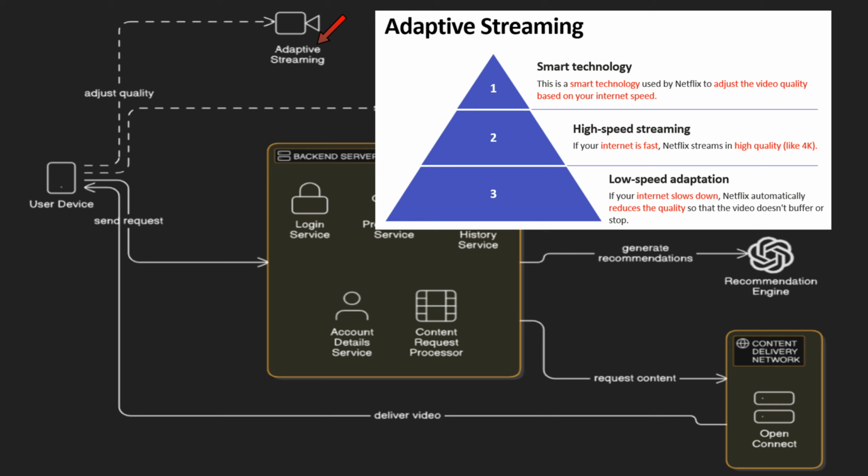Here you can see adaptive streaming. Adaptive streaming is a smart technology used by Netflix to adjust the video quality based on your internet speed. If your internet is fast, then Netflix streams high quality video like 4K video. If your internet slows down, then Netflix automatically reduces the quality so that the video does not buffer or stop.